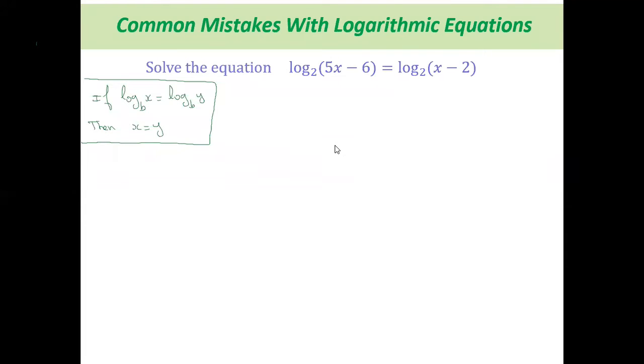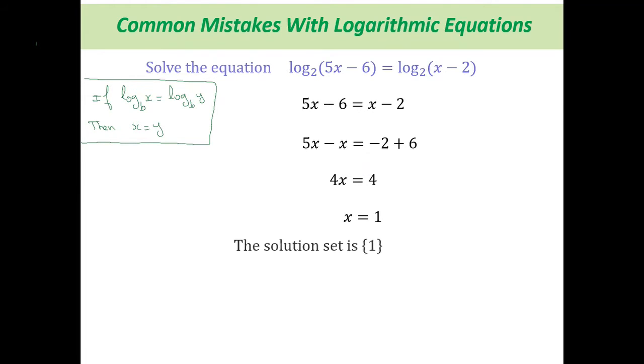We get then 5x minus 6 equals x minus 2. We combine like terms, so we get 4x equals 4, then x equals 1. The solution set is {1}.